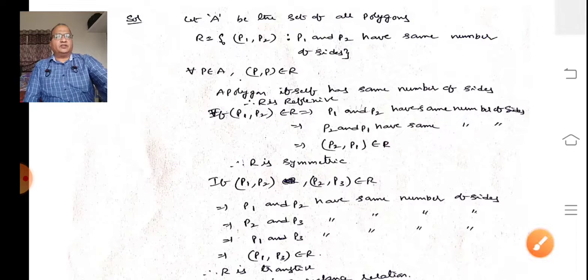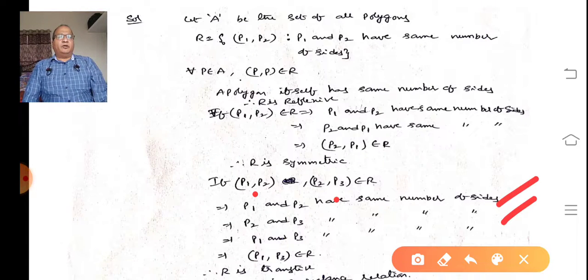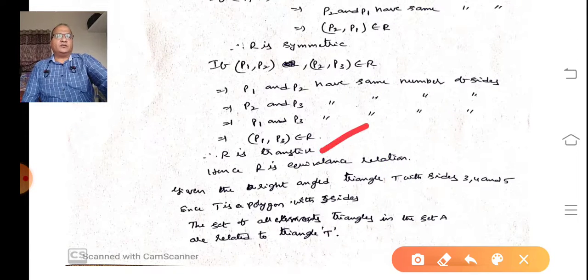In the same way, for transitivity, if (P1, P2) and (P2, P3) belong to R, it means P1 and P2 have the same number of sides, and P2 and P3 have the same number of sides. Therefore, P1 and P3 have the same number of sides. Therefore, (P1, P3) belongs to R. Hence, it is transitive. And also it is an equivalence relation.